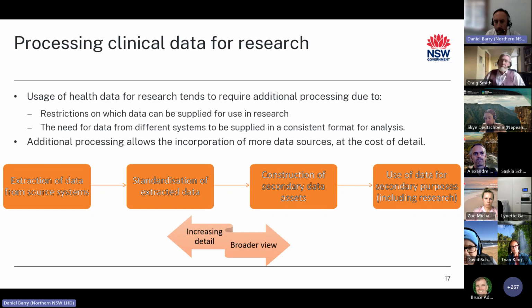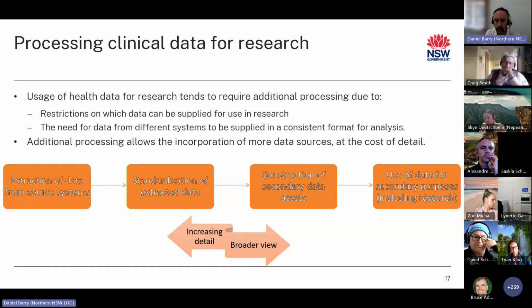The data from these various sources then needs to be assembled in a way so that it can be interrogated to be used, whilst also managing considerations such as data security and legal requirements. What this means in practice is that data from a particular source might end up in a whole range of secondary data assets, each designed for a particular purpose and supporting different uses. And this creates a trade-off, and that trade-off is that as you get the broader view, you lose some of the detail from the data.